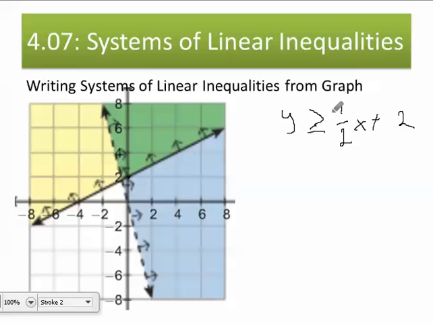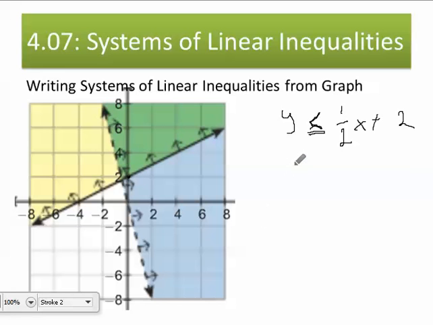You can pick the point 0, 0 and stick it in here. 0 is greater than 0 plus 2. 0 is greater than 2. No, that's not right. It's got to be the other way around, doesn't it? Yeah, Mr. Green, you make mistakes. Here it goes. It's going to be less than or equal to. Okay? It's less than or equal to.